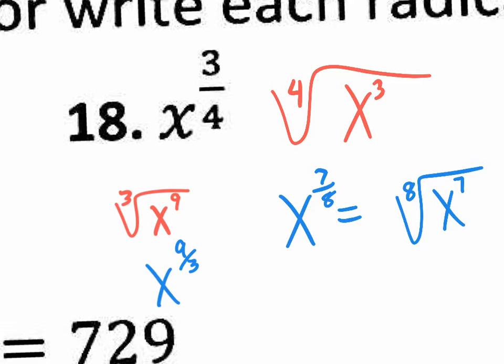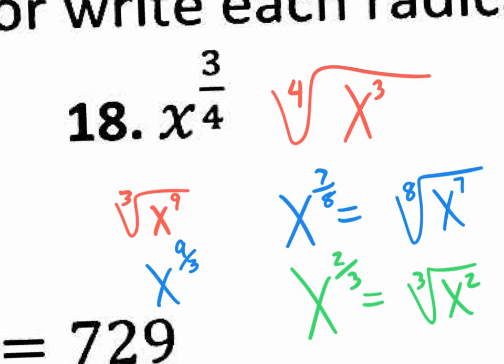All right, how about another one? Let's do x to the 2/3. What do you get? The third root of x to the 2nd. Perfect. That's an easy point, guys. All of these are actually easy.